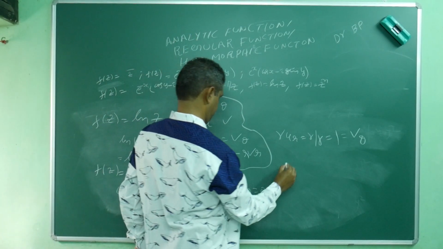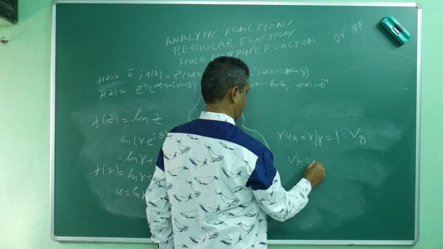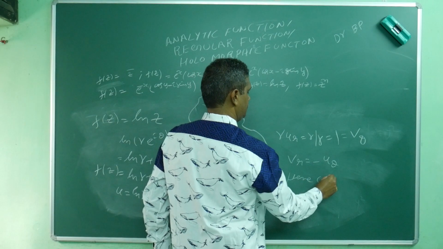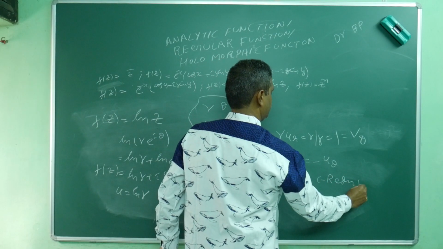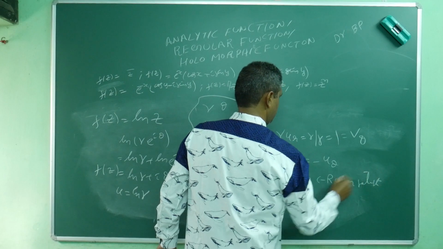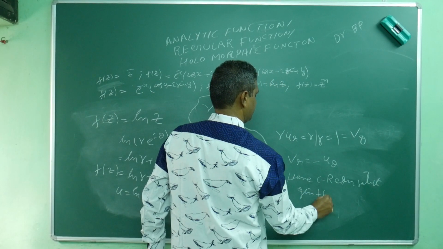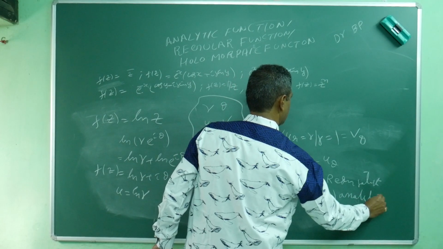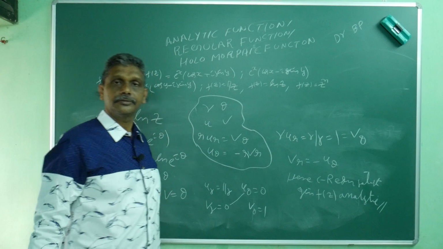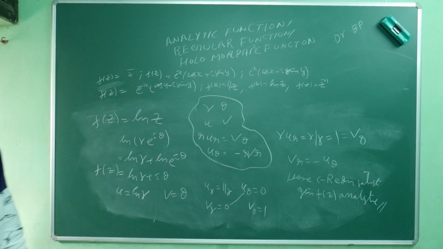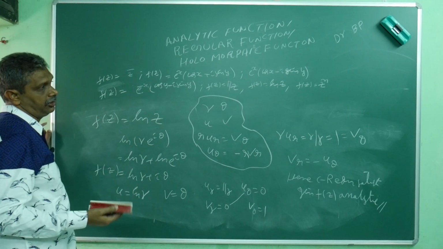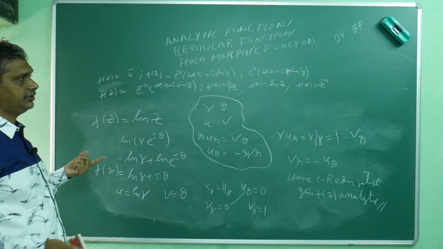Then what will we write? Hence CR equation satisfying. Given function is analytic. That's it. Any problem? Similarly, z power n, how will you do it? Better you use polar coordinates. It's very easy, otherwise you cannot get the answer.